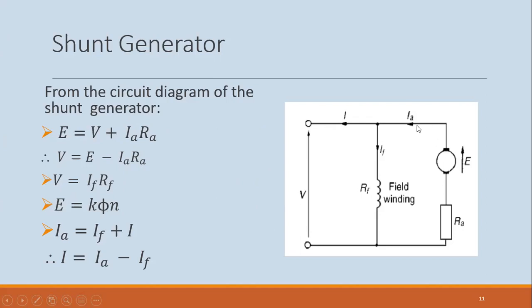So basically, just looking at the equations for this circuit, IA would be equal to IF plus I. So I can write a value for I. I would be equal to IA minus IF.